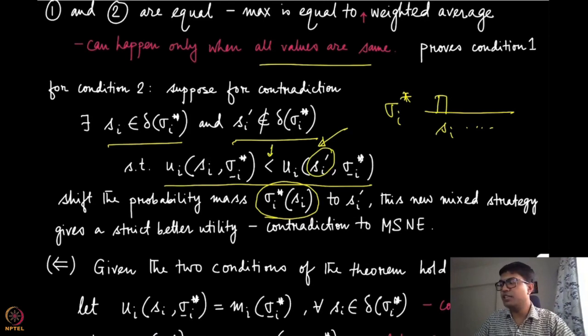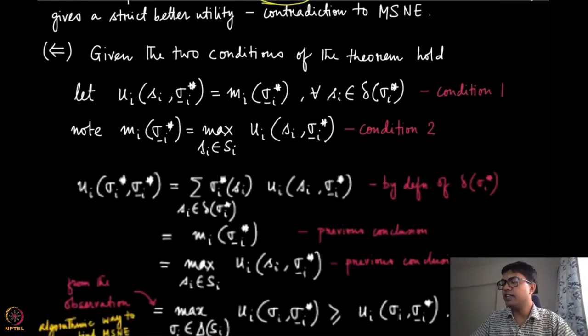So what we assumed for contradiction is not true. So definitely, it must be the case that this inequality should be greater than or equal to. So that proves condition number two. Now we have proved the forward direction, that if it is an MSNE, condition one and condition two are satisfied. Now we'll have to prove the other direction, that is, if we assume that condition one and condition two are true, then it must be a mixed strategy Nash equilibrium.